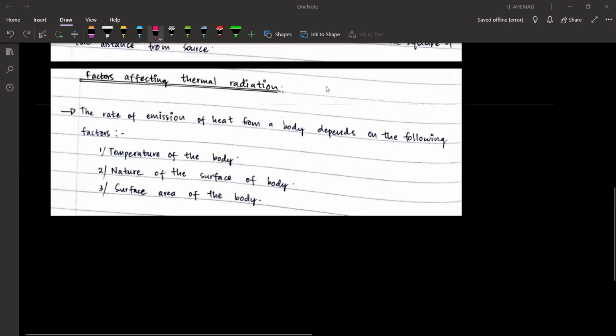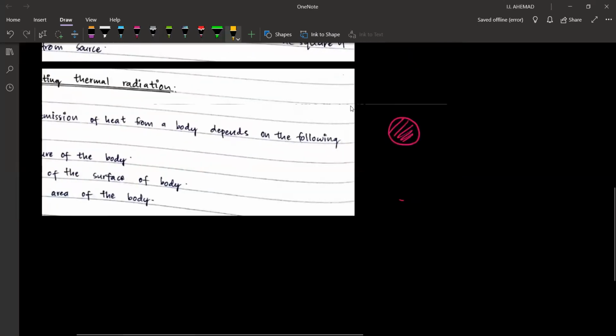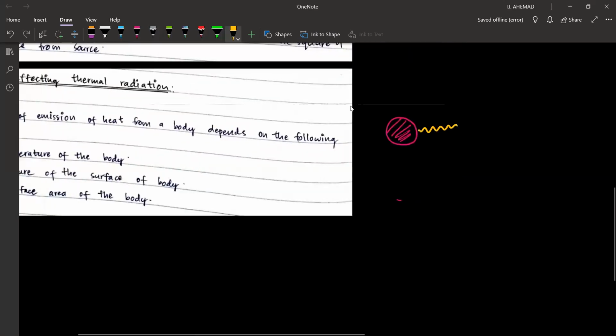Okay, next let us look at what are the factors that affect the rate of thermal radiation. We know that when we have an object that is really hot, the amount of radiation it is going to emit is high. The rate of emission is high.